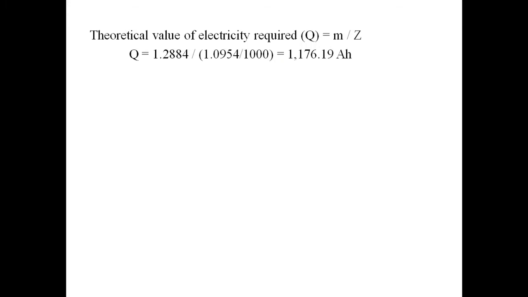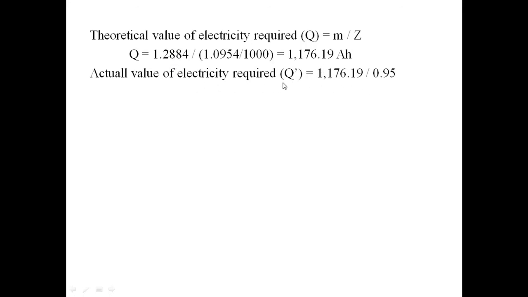We need to find the actual, practical value, because in the question they have mentioned that the energy efficiency is 95%. If it was 100%, then the theoretical value and actual value required would be the same. But now I can find the actual value of electricity by taking the theoretical value divided by energy efficiency. I will denote it as q dash is equal to q by, that is theoretical value, by energy efficiency. Energy efficiency here is 95%, so 0.95. Once you simplify this, we get the actual value of electricity required.